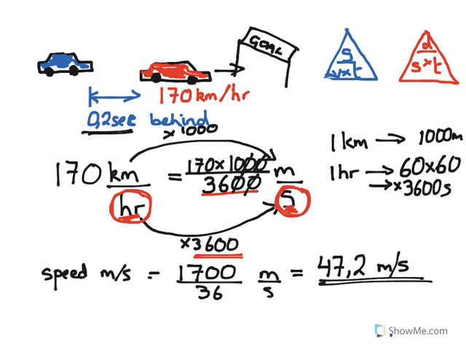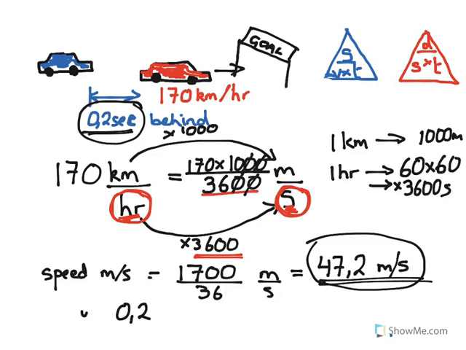Now it's pretty easy for us to work out the distance because we have our speed that the car was travelling at, 47.2 meters per second, and we know that the blue car was 0.2 seconds behind. So if it goes 47.2 meters for every second, in 0.2 of a second, the car will travel 0.2 seconds multiplied by 47.2 meters per second. What happens here?